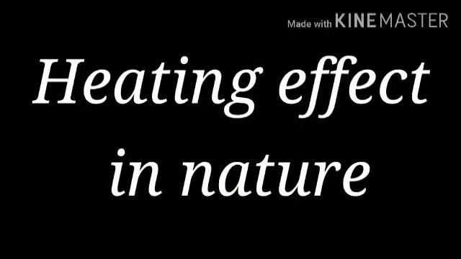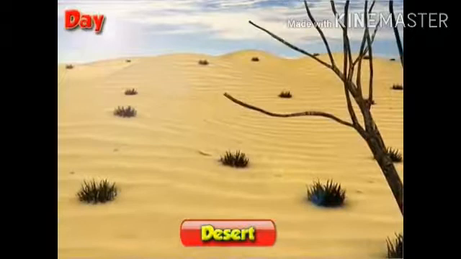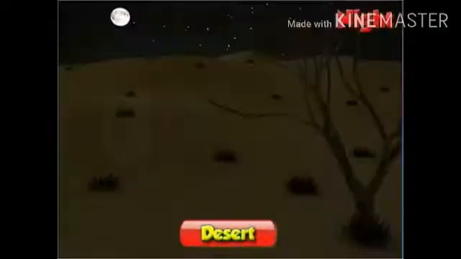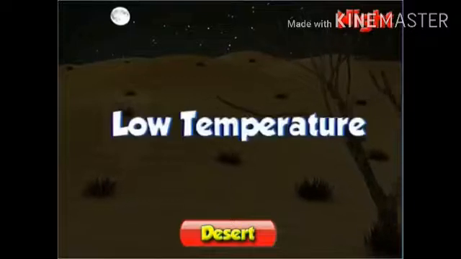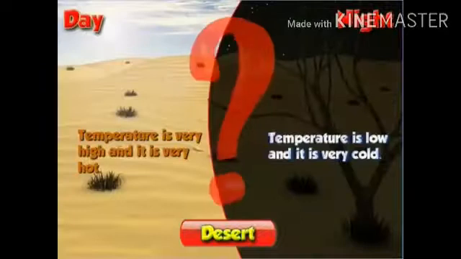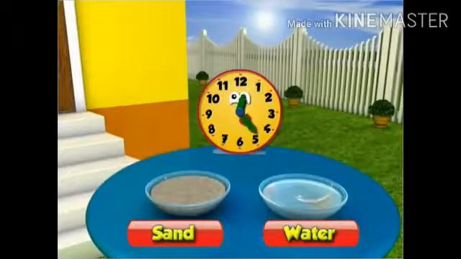Let's learn about the heating effect in nature. In the desert, during the day, the temperature is very high because the sand gets heated faster. At night, the desert has very low temperature and hence it is cold. Why? Let's perform an activity for understanding this.